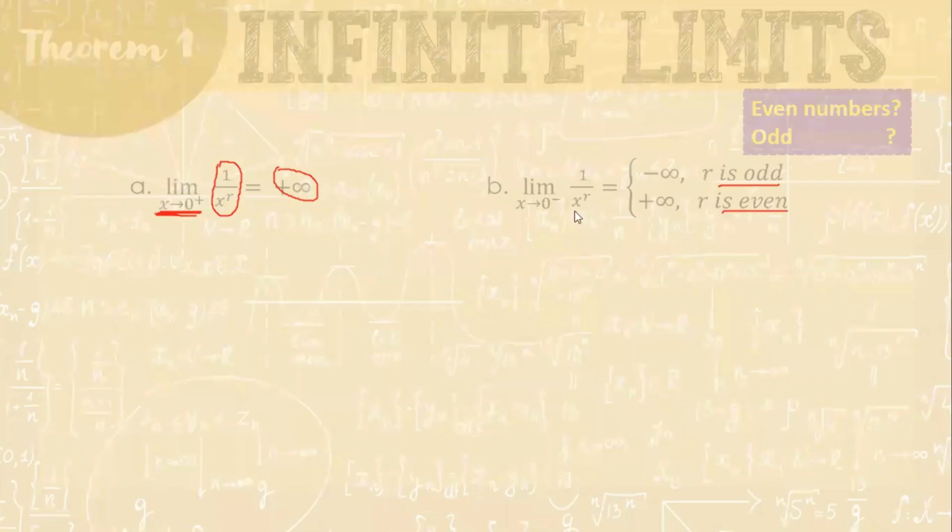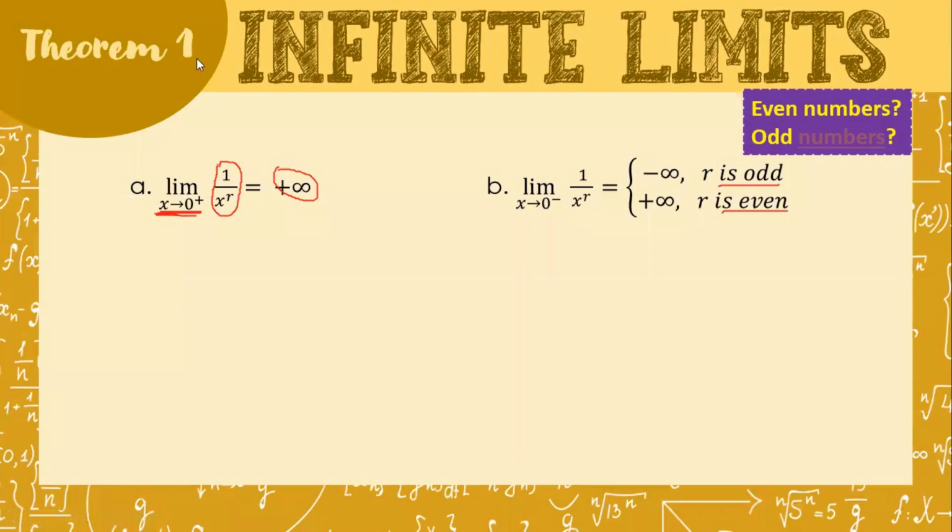Now let's go back to the theorems. We can only say that the result is negative infinity if the exponent is an odd number. If your exponent is an even number, then the result is positive infinity. Again, it can only vary with an odd or even exponent if your approach is 0 minus. But if the approach is 0 plus, or to the right, automatically the result is positive infinity.